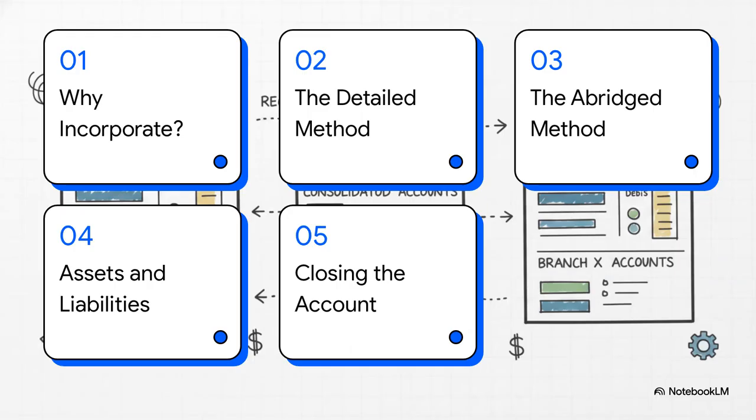So here's your mental syllabus for today's session. First, why do we incorporate branch balances at all? Second, the detailed method. Third, the abridged method. Fourth, handling assets and liabilities. And finally, closing out the branch account.